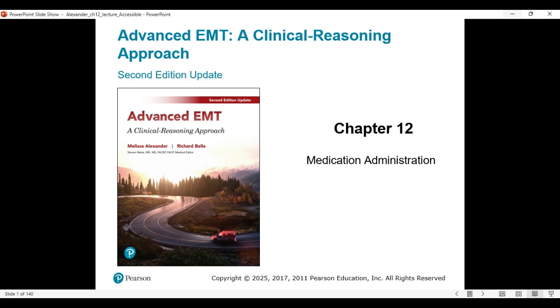All right, continuing the advanced EMT. Again, we're using the advanced EMT, a clinical reasoning approach, published by the Pearson Publishing Company. Melissa Alexander and Richard Bell were the authors. It's the second edition, and this is the updated version. Chapter 12, continuing on with pharmacology, the medication administration.